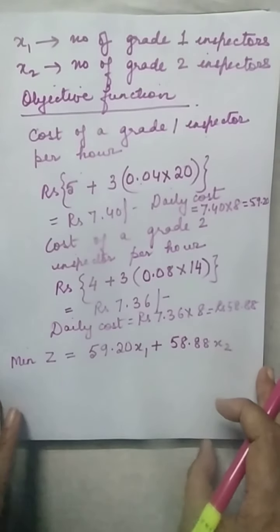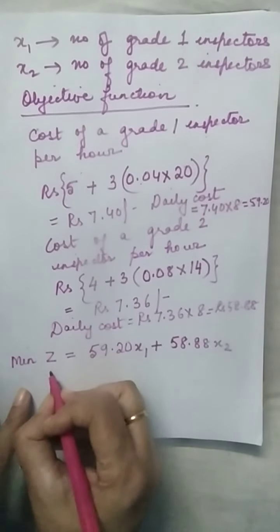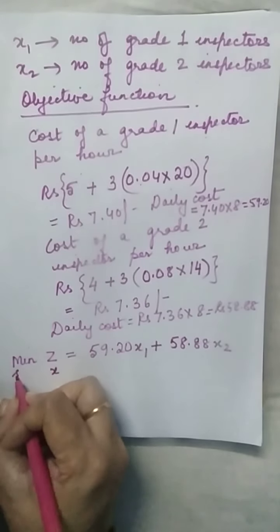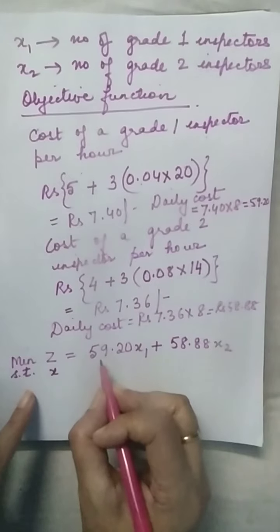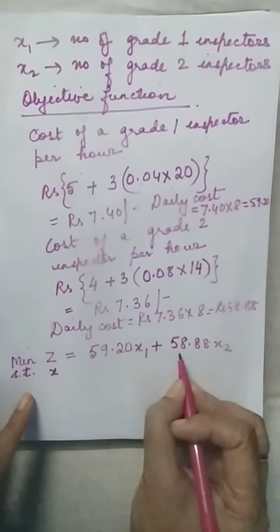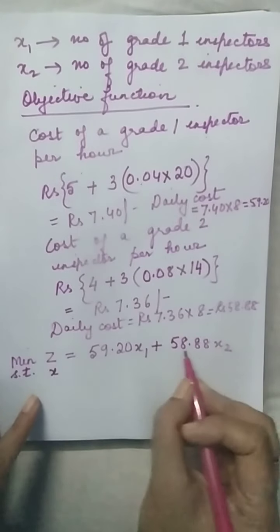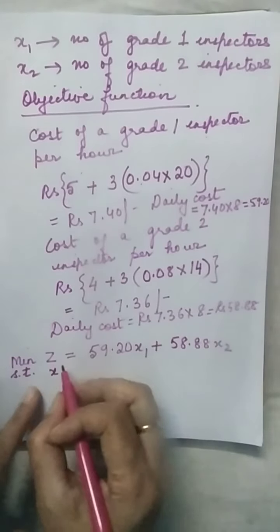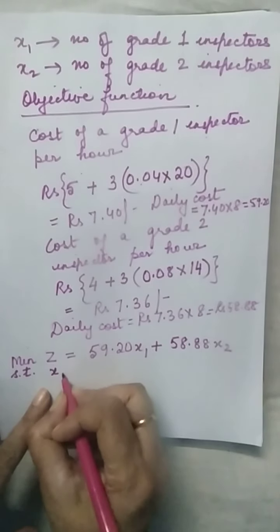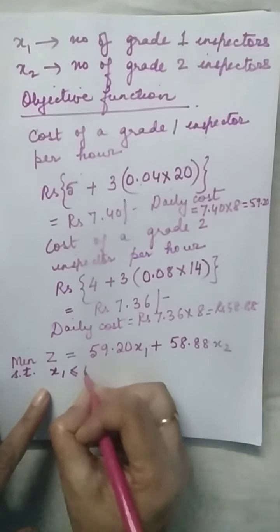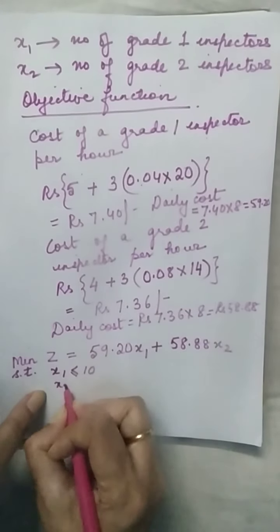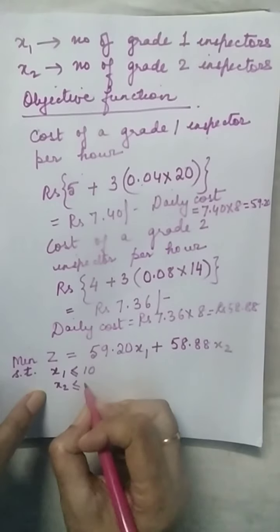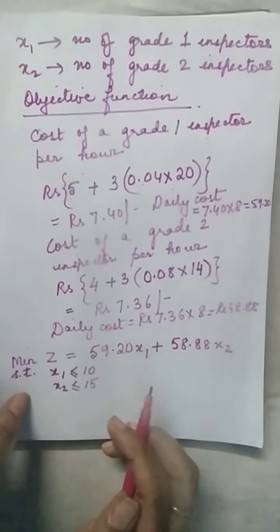Now, which are my constraints? The constraints are written like this: minimize z equal to 59.20 x1 plus 58.88 x2, subject to x1 less than or equal to 10, because you have only a maximum of 10 grade 1 inspectors, and x2 less than or equal to 15, because you have only 15 grade 2 inspectors.